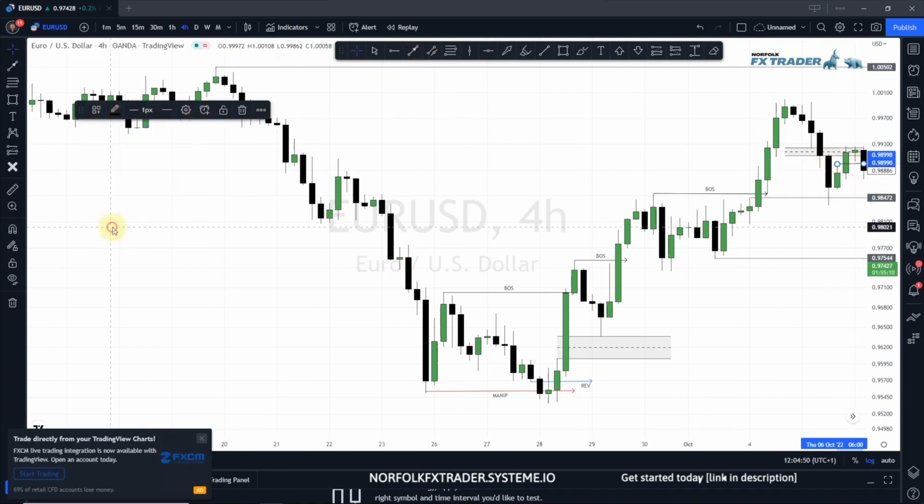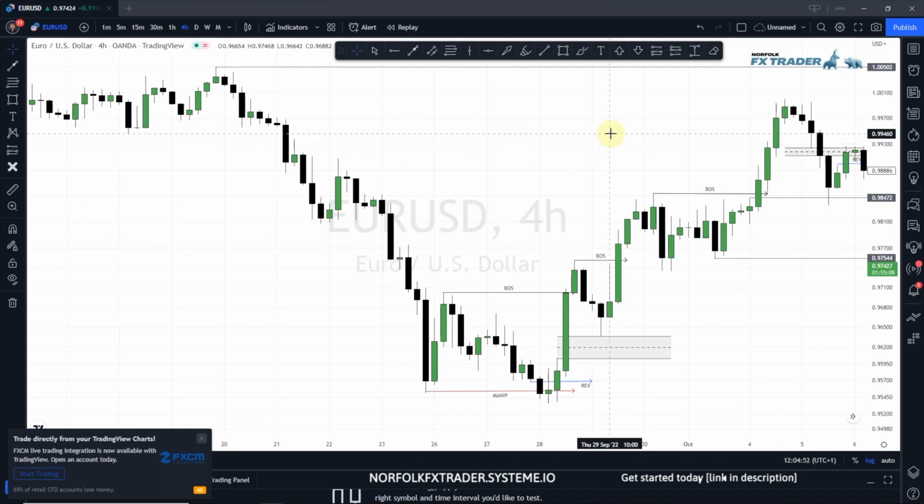Now, if you're not sure what the reversal pattern is, again, watch the video at the end of this video, and I'll go through and show you that. And then you'll have another video you can watch to understand it in much more depth. So we've closed through the reversal.